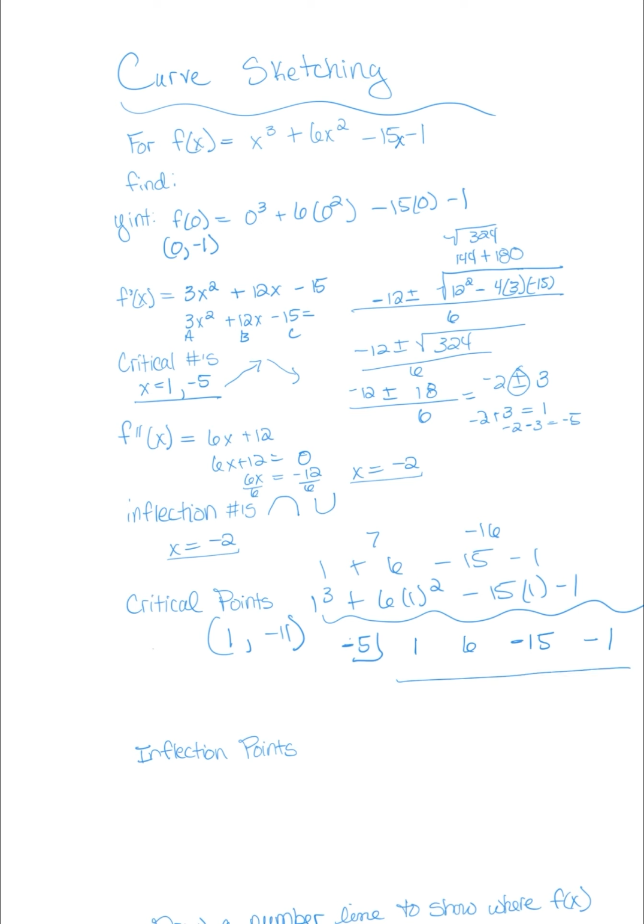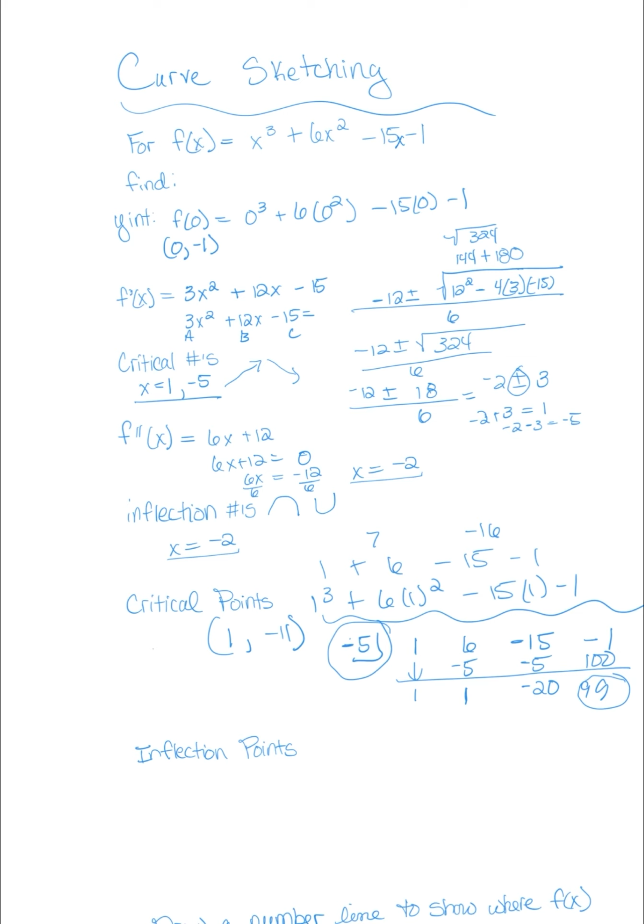Then I'm going to leave myself some room to work, and I'm going to bring this 1 down. And then I'm just going to multiply and add, multiply and add. So negative 5 times 1 is negative 5. 6 plus negative 5 is 1. Negative 5 times 1 is negative 5. Negative 5 plus negative 15 is negative 20. Negative 5 times negative 20 is positive 100. Negative 1 plus 100 is 99. And this 99 is our y value for this negative 5.